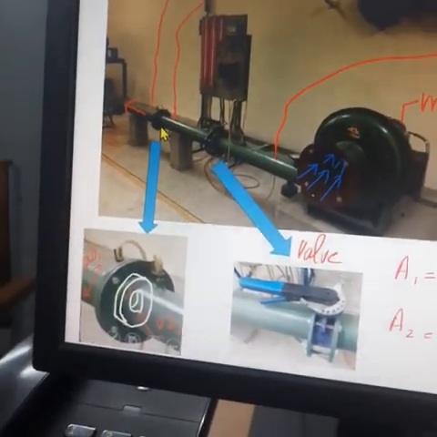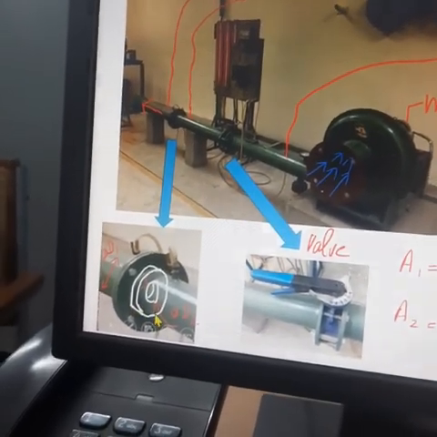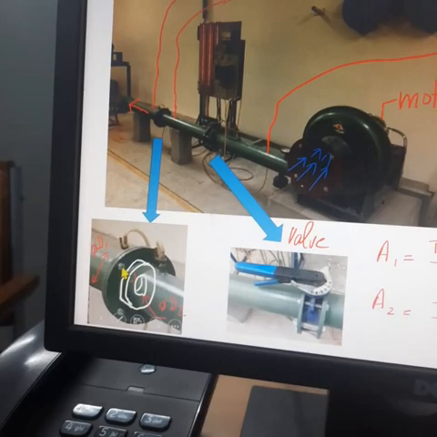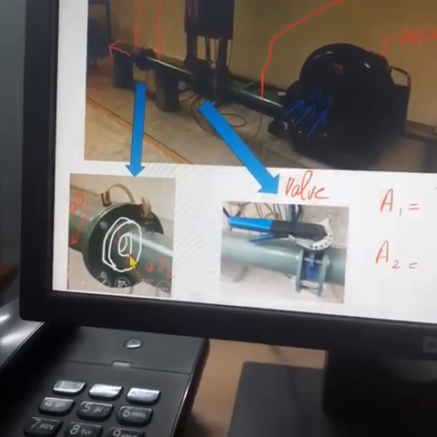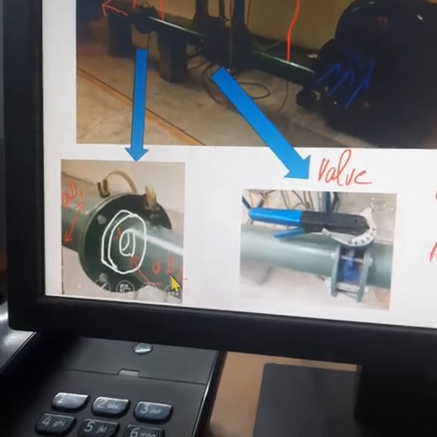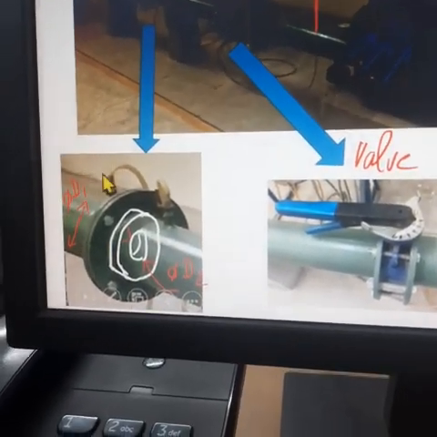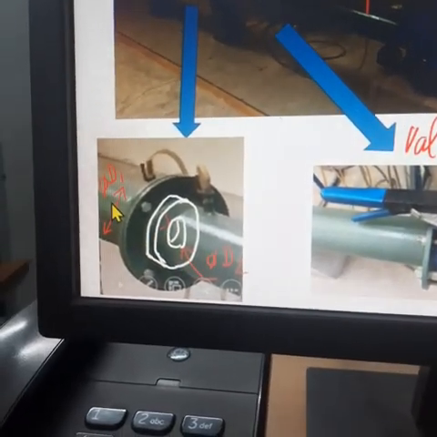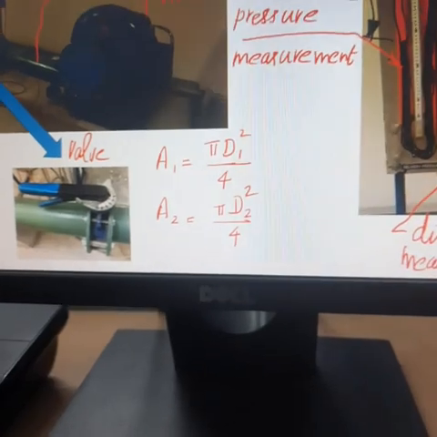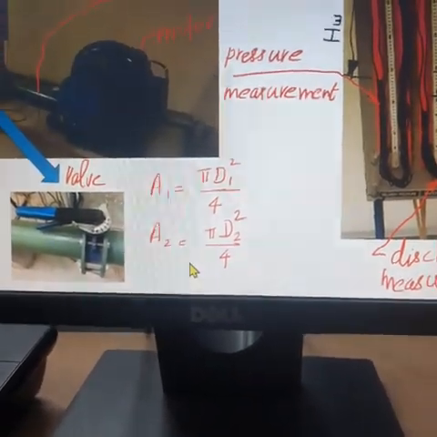The orifice meter which is fitted along the tube is shown bigger here. This is the orifice meter fitted. This orifice meter has an opening whose diameter is D2, and the pipeline through which the orifice meter is fitted has diameter D1. So with the help of D1 and D2, we can find the area at 1 and area at 2.